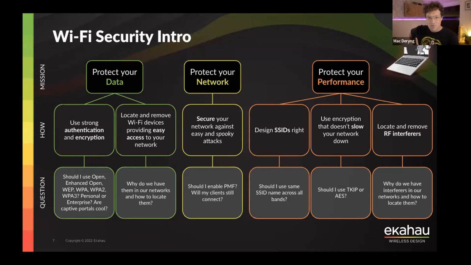And then we want to protect our performance. And to protect our performance, we can design our SSIDs in a correct way. You might think, how does it matter how I design my SSIDs? What do you mean? SSID names, security on the SSIDs, everything will matter when it comes to performance. Bear with us. And you want to use encryption that doesn't slow your network down. What do I mean by slowing our network down? There are some different encryption flavors, and some of them are slowing your network down without you probably knowing about it. And then you want to be able to locate and remove RF interferers.